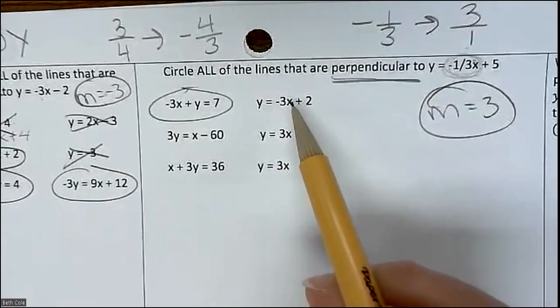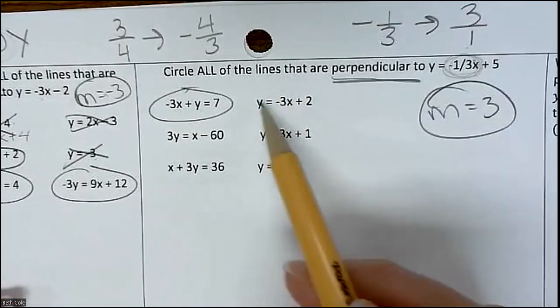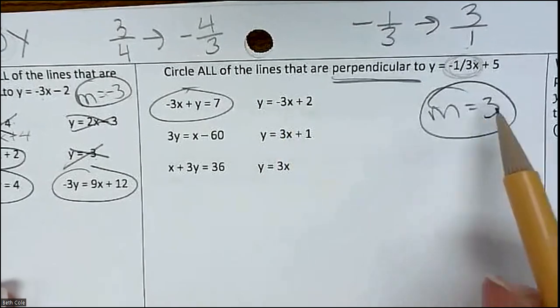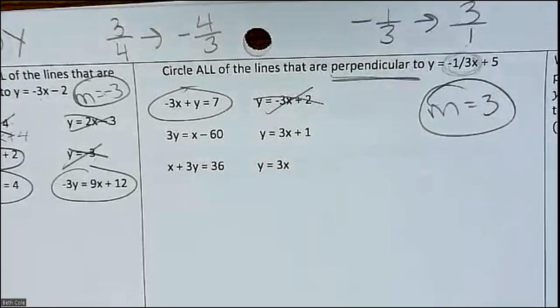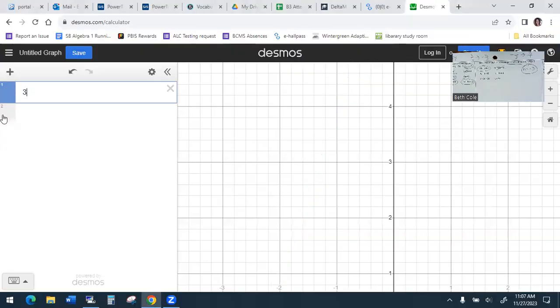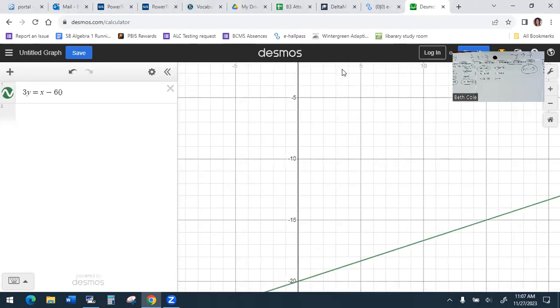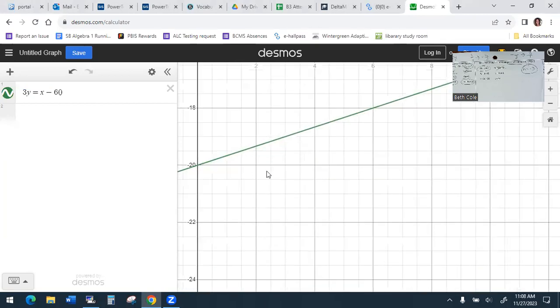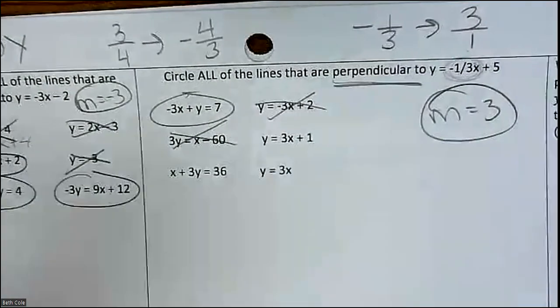Now this one I don't have to type in because it's in y equals mx plus b. What is the slope of this one? The slope is -3, but we want +3, so we don't want that one. I'll type this one in. If you can't tell just from looking at it, you have to type it in. 3y equals x minus 60. I'll probably have to zoom out to find that one because it's -60. There, does that go up 3/1? No, it looks like it's going up 1/3. So not that one.